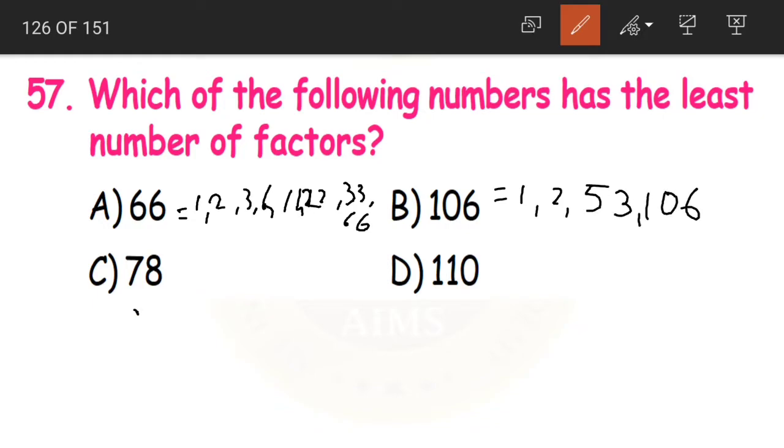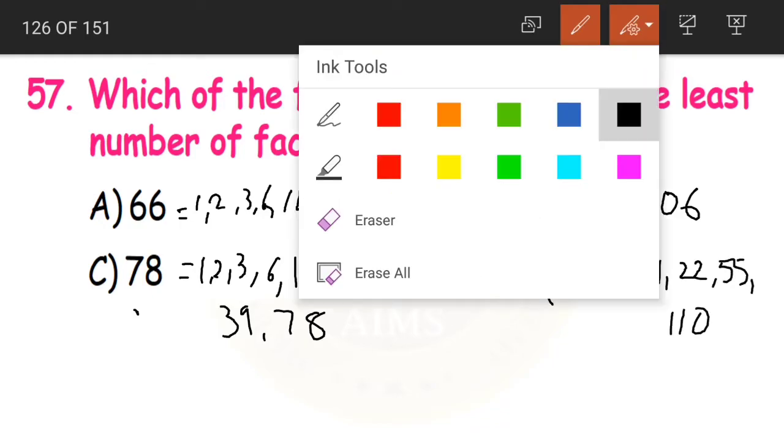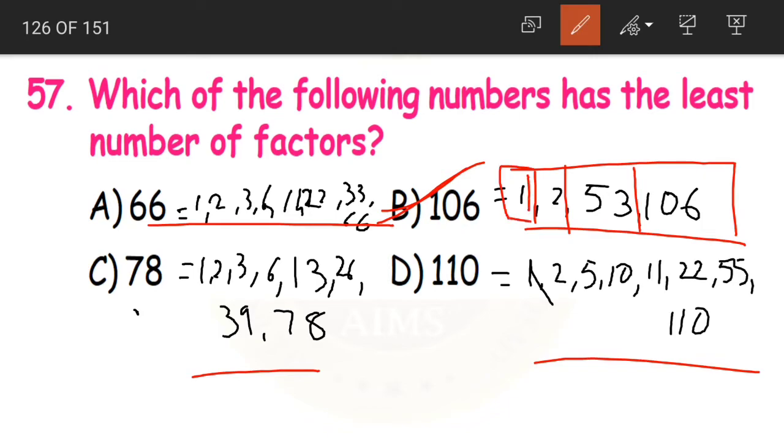For 78, the factors are 1, 2, 3, 6, 13, 26, 39 and 78. For 110, the factors are 1, 2, 5, 10, 11, 22, 55 and 110, children. By looking at the number of factors for each number given, which is the number that has the least number of factors? B. Yes, B, 106 has only 4 factors. That is the least among all the given numbers.